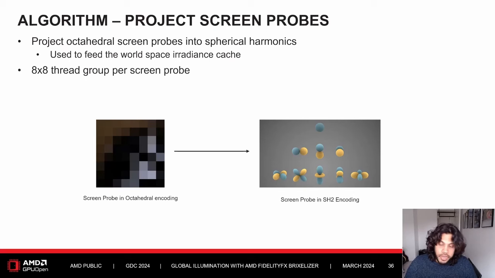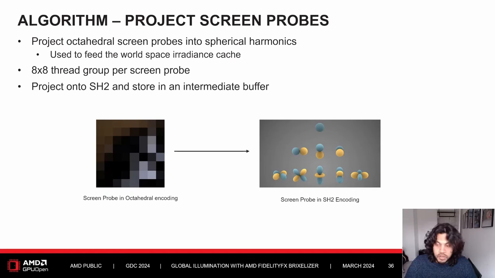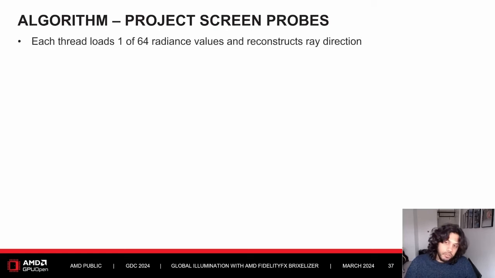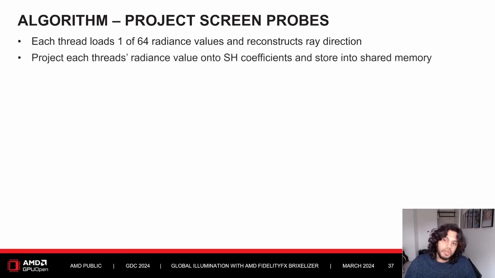We dispatch an 8x8 thread group per probe, and we project the irradiance onto second order spherical harmonics and store it into an intermediate buffer. Each thread will load the radiance value of the corresponding texel of the screen probe and reconstruct the ray direction. Then we will project the radiance value onto SH coefficients and store them into shared memory.